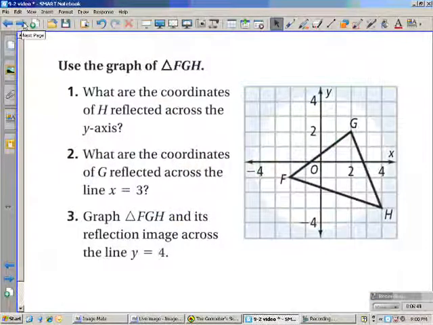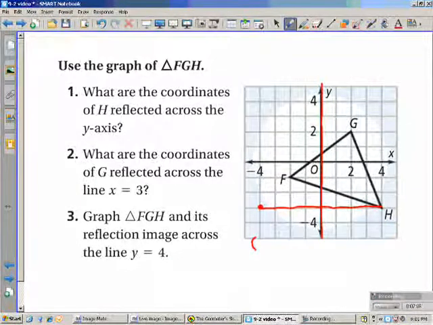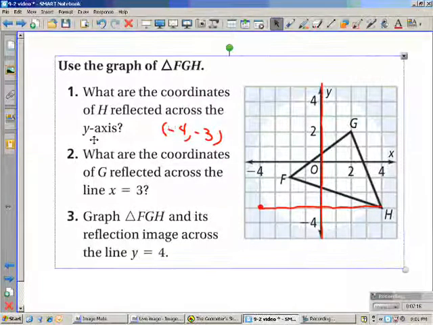Some last questions. What are the coordinates of H across the y-axis? I'm going to draw in the y-axis just so I can see it better. And perpendicular to the line of reflection, I go over 1, 2, 3, 4, and go over 4 more units. 1, 2, 3, 4. It's right here. The coordinates of that point are negative 4, and I go down 1, 2, 3. So the coordinates of that point are (-4, -3).